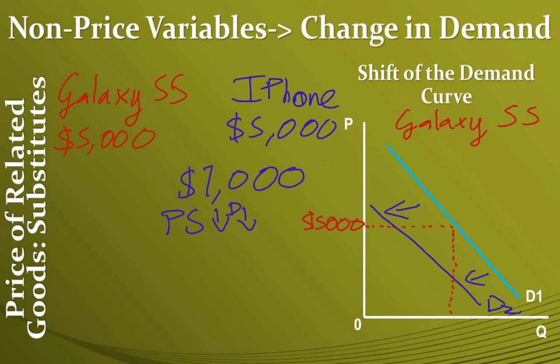In the opposite example, if the price of the iPhone were to go up to 10,000 pesos, the demand for the Galaxy S5 would increase, would shift to the right. So if the price of a substitute goes up, the demand for my original good will increase.